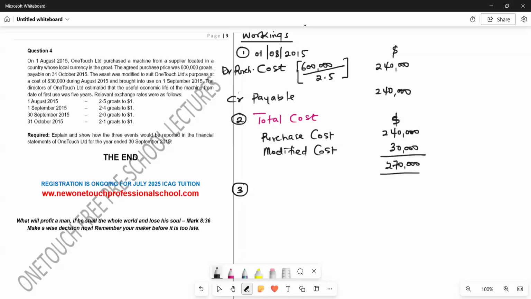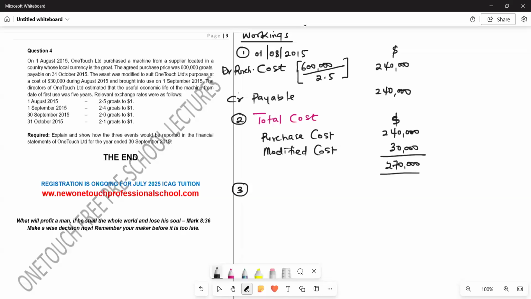So I'm saying that it was available for use on 1st September. Why? Because the whole of August, they were doing modification. Even though the date at which it was available for you was not stated, intrinsically, you should know that it is 1st September. No, but it is even stated that it was brought into use on 1st September. See, now I'm saying that brought into use is different from ready for use. Do you understand? Okay.